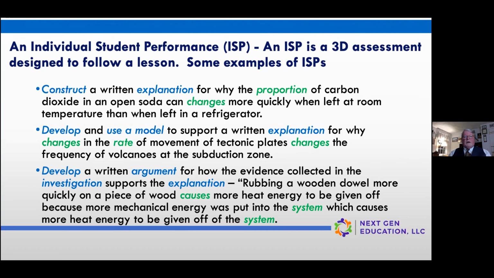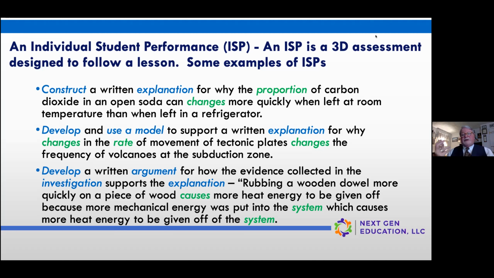So if you look at these, these are individual student performances. And again, think of what I just said. Can you close your eyes and imagine a student doing that? Is it reasonable? Is it something that involves the 3 dimensions? And I think you all agree, obviously with the color coding, it really helped, but you want to be able to see what they are actually expected to do. And it is going to be a performance.